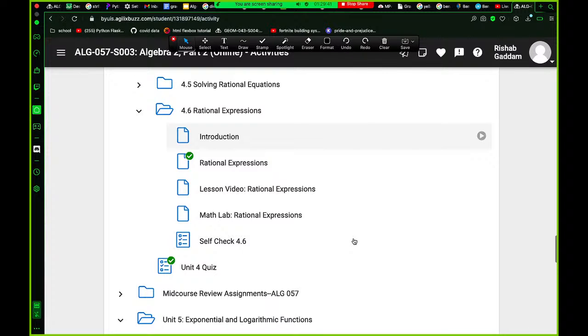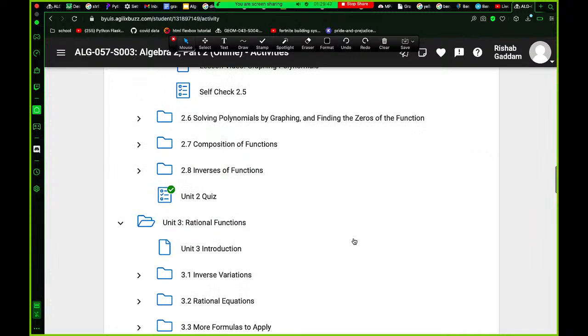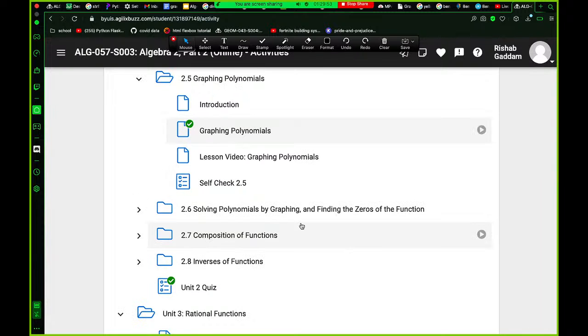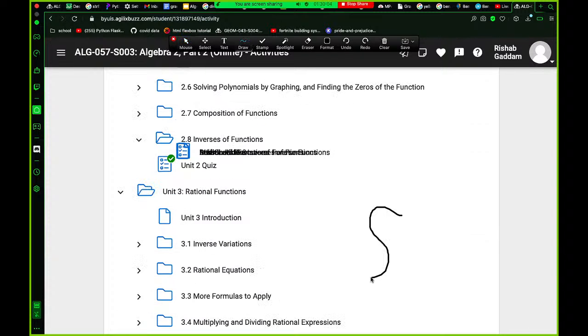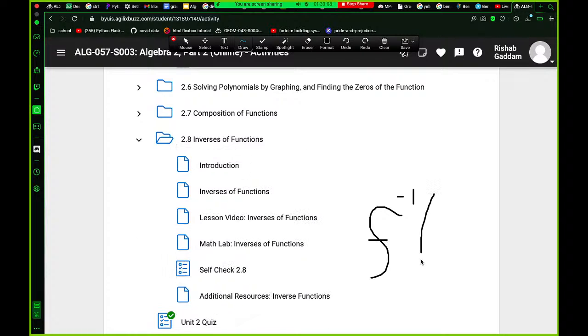So let's keep doing more stuff here. Okay, so solving polynomials by graphing, finding zeros of a function, we don't need that. Inverses of functions, so this is a good topic. Inverses of functions look something like this. See, it's f to the power of -1, and then parentheses x. This is how inverses of functions look. That's the symbol for inverse functions.